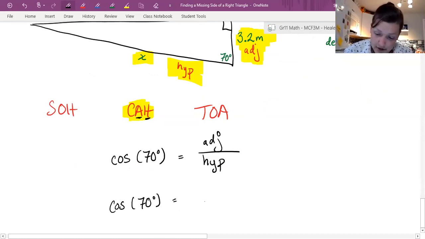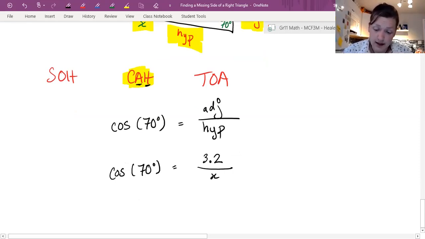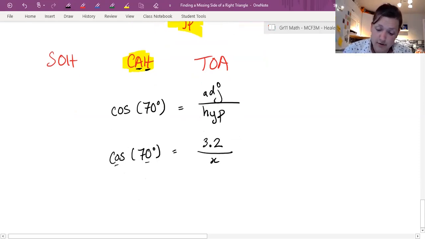And that ratio is going to equal 3.2, our adjacent side, divided by x, our hypotenuse side. So we set it up exactly like before. And remember, when we put cosine of 70 degrees in our calculator, it's going to give us a number, a ratio, that's going to equal 3.2 divided by whatever our hypotenuse is.